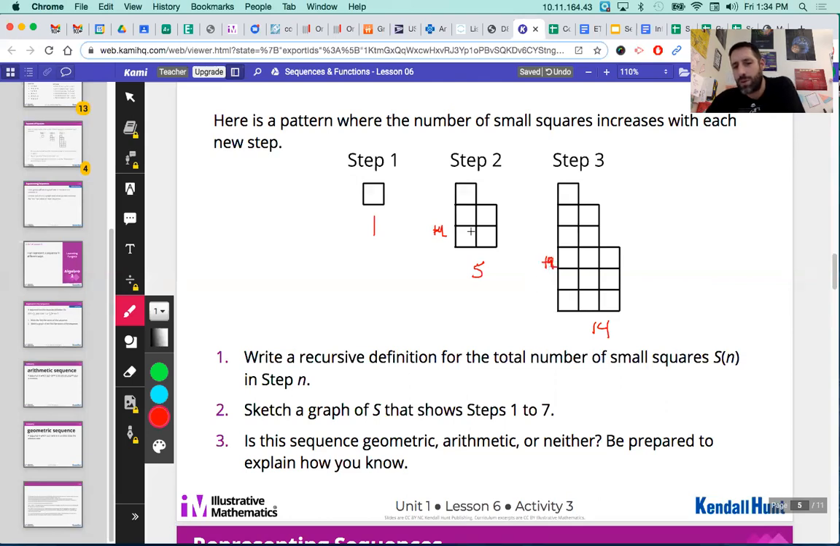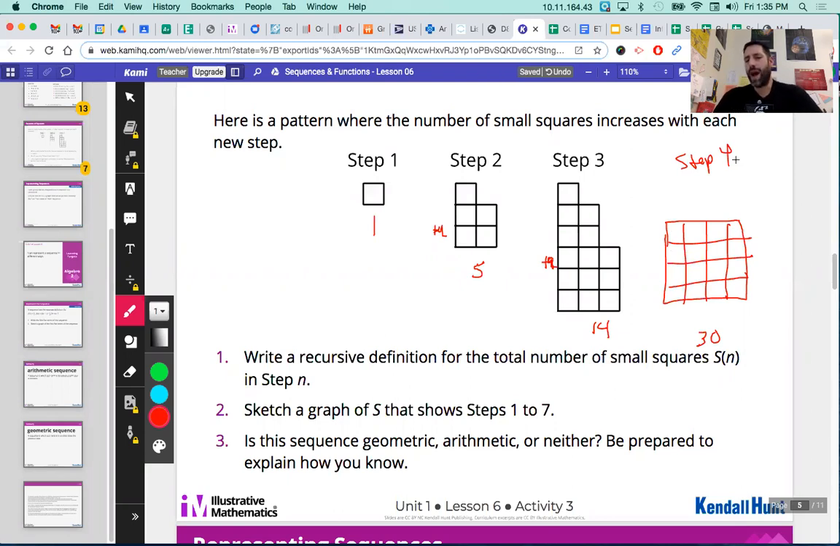Now, it looks like what we're doing is adding a square onto the bottom of each of these. The first square we added was a 2 by 2 square. Then we added a 3 by 3 square. I bet the next square we add will be a 4 by 4 square, which means there's 16 more that we add, which will give us 30 in step 4. So what we're adding here, 4, then 9, then 16, you guys may recognize these. These are perfect squares.